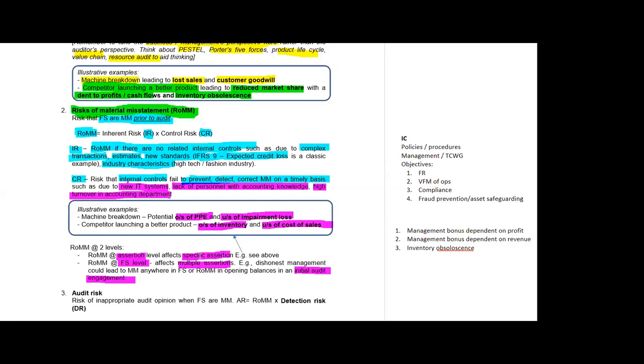Secondly, from the management's perspective, inherent risk, to be honest, is not precisely controllable, because that is embedded in the characteristics of the transaction. If a transaction is complex, that's how it is. If a company is operating in a high-tech industry or a fashion industry, that's a risk that it has to live with. So inherent risk is not exactly controllable.